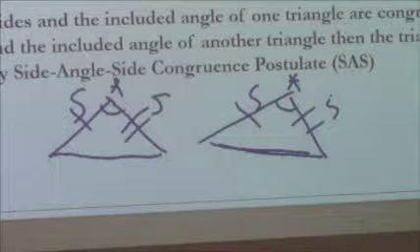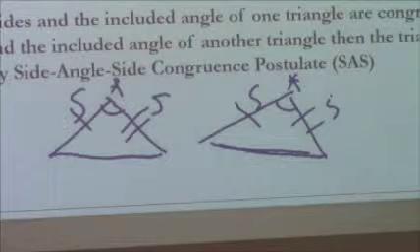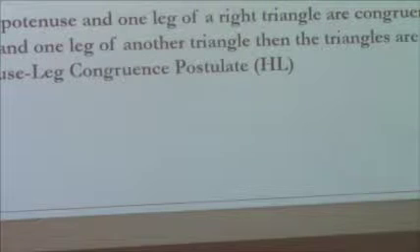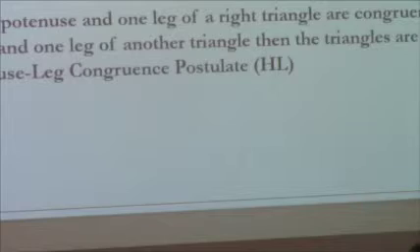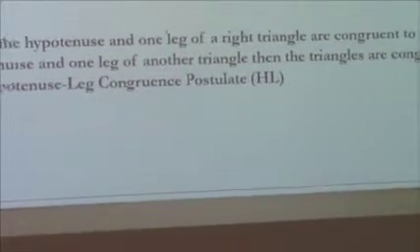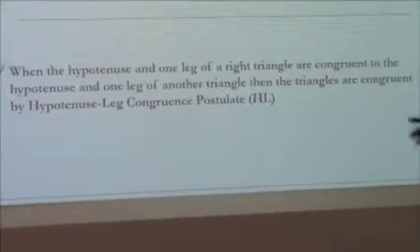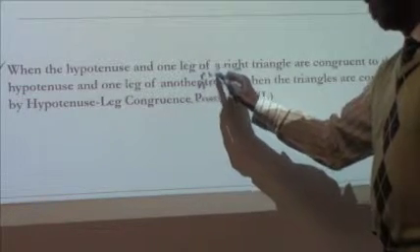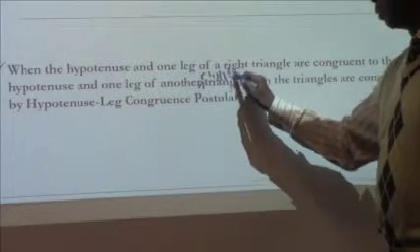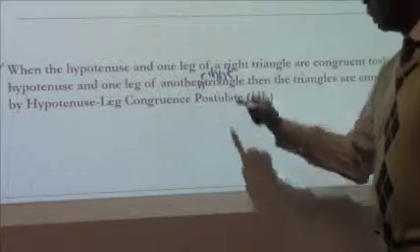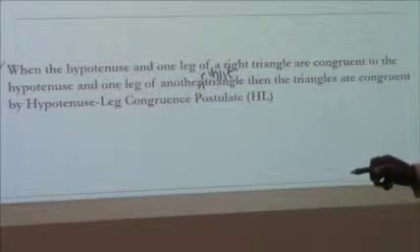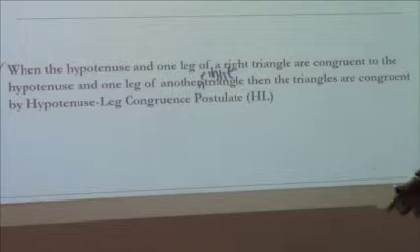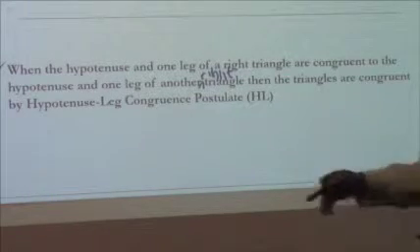Okay? Then we have one more, which is applicable to right triangles. It says that when the hypotenuse and one leg of a right triangle are congruent to the hypotenuse and one leg of another right triangle, it must be a right triangle. I know someone is going to say, well, that's not a big deal. No, it's a big deal. Then the two triangles are congruent by the hypotenuse leg congruence postulate.